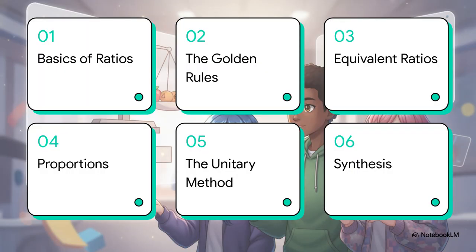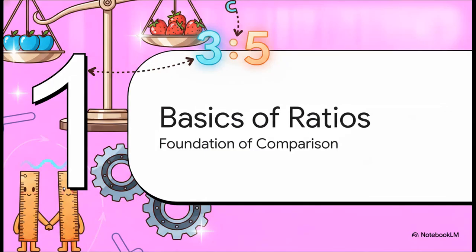All right, so here is our roadmap for today's explainer. We'll start with the basics of ratios, then hit the golden rules, followed by equivalent ratios explained. After that, we'll look at proportions and perfect balance, then the unitary method, and finally, bringing it all together. So, starting off with Section 1, Basics of Ratios, the foundation of comparison.